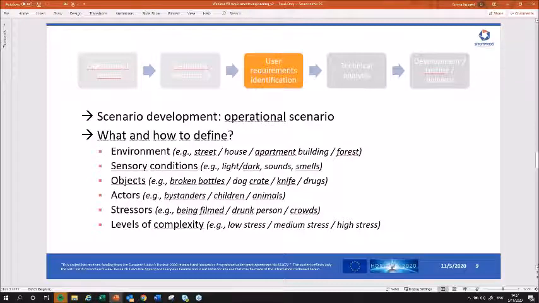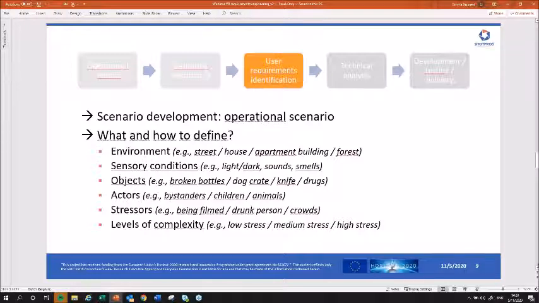But what and how should we define it? What should we define in an operational scenario? First of all, we have to define the intervention. For example, in our project, we decided to develop a domestic violence scenario. So that's the starting point. We develop a domestic violence scenario, and then we have to think about the environment. Where does this scenario have to take place? Is it outside, inside? Do we need a street? Is it an apartment building? How does the apartment building look? How many rooms are inside the house? So think about these elements.